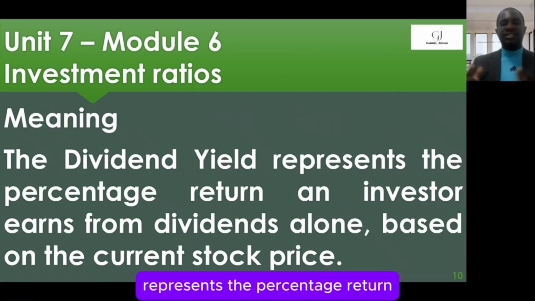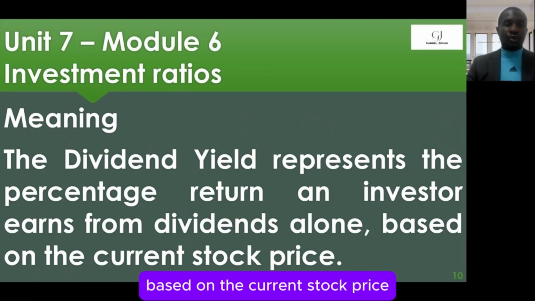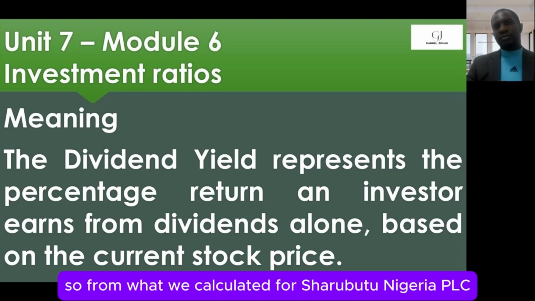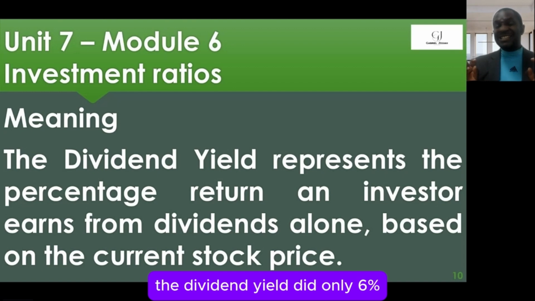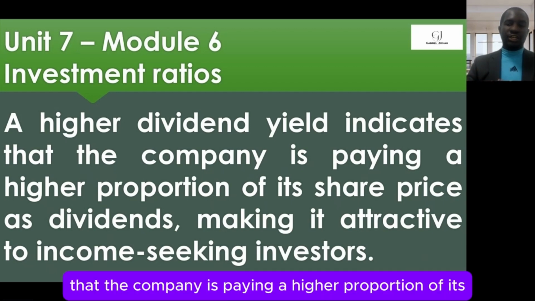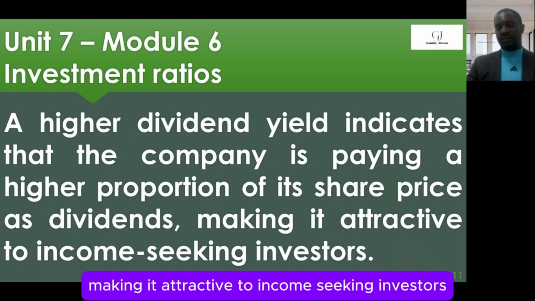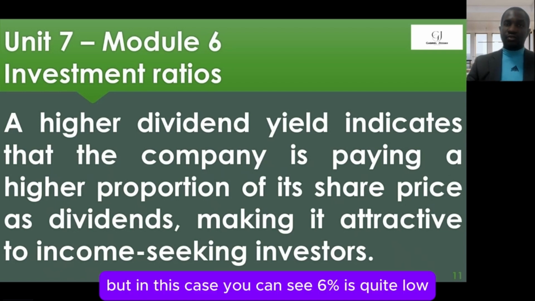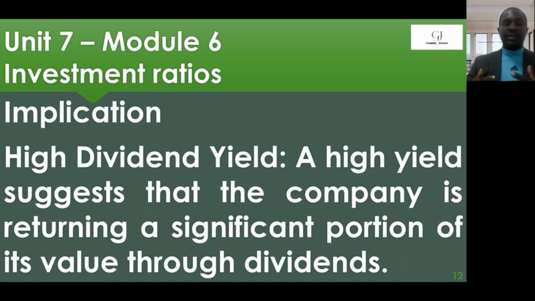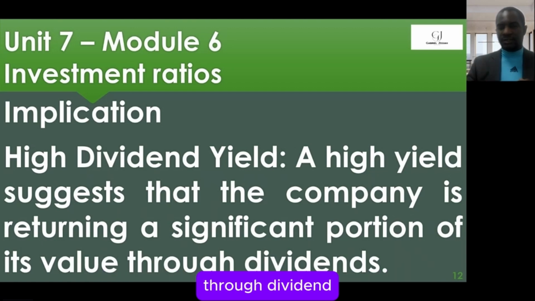Dividend yield here presents the percentage return an investor earns from dividends alone based on the current stock price. From what we calculated for Sharubutu Nigerian PLC, you can see the dividend yielded only 6% of the market price per share. A higher dividend yield indicates that the company is paying a higher proportion of its share price as dividend, making it attractive to income-seeking investors. But in this case, you can see 6% is quite low, while the implication is that a high dividend yield suggests the company is returning a significant portion of its value through dividend.